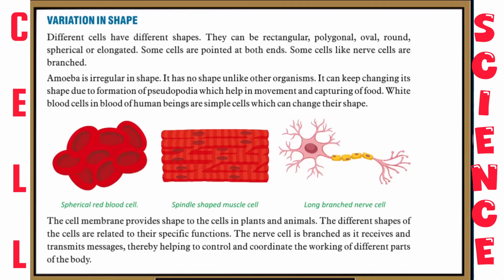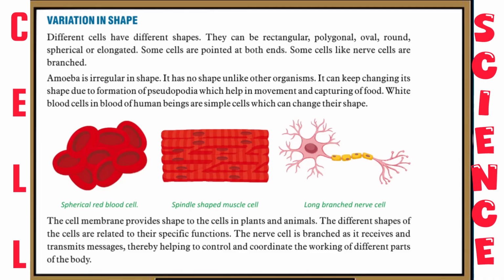Unlike other organisms, it can keep changing its shape due to the formation of pseudopodia, which helps in movement and capturing of food. White blood cells in the blood of human beings are simple cells which can change their shape. So here you can see the spherical red blood cell and the spindle shaped muscle cell, and next is the long branched nerve cell. So the cell membrane provides shape to the cells in plants and animals.